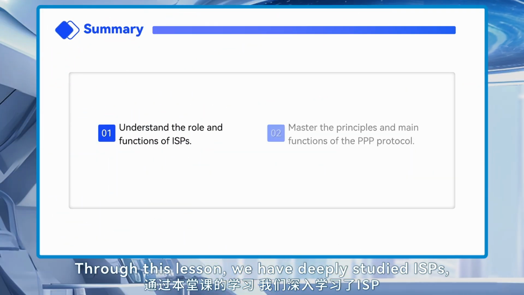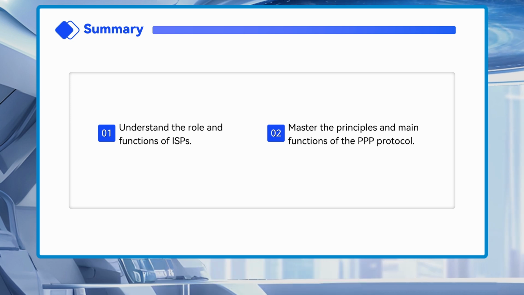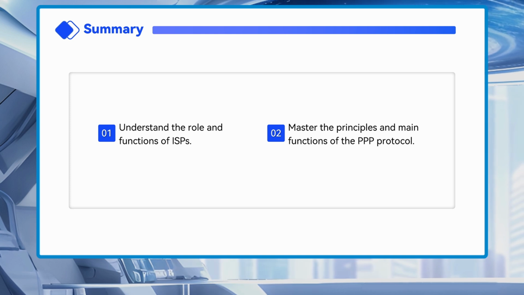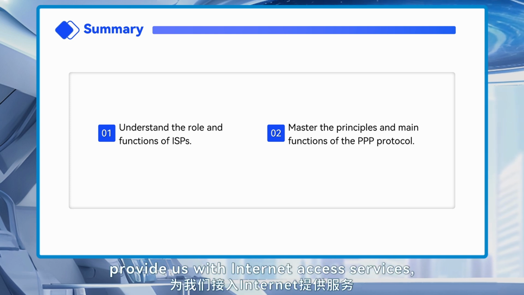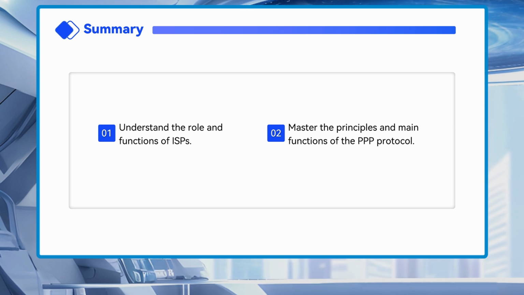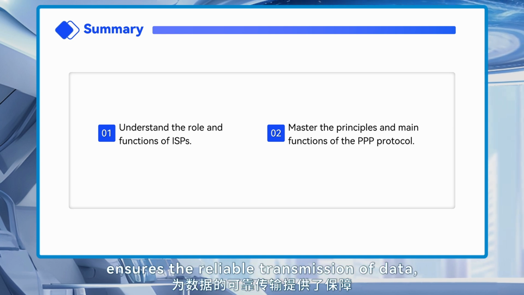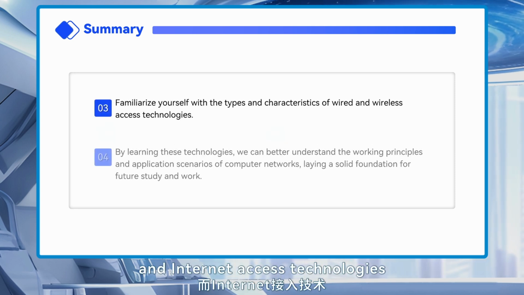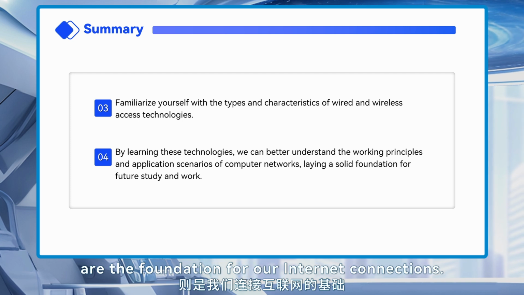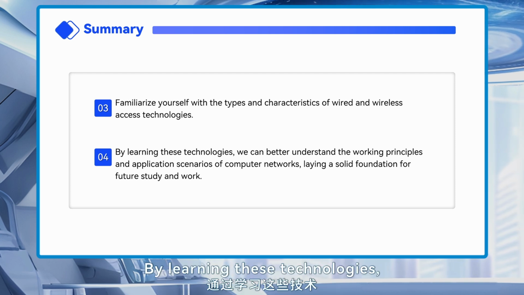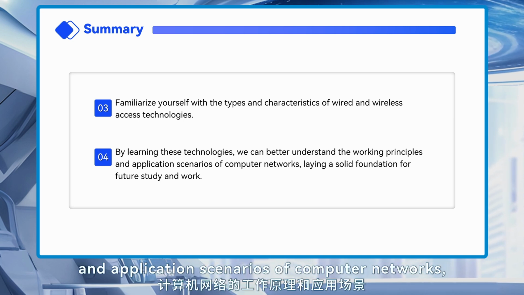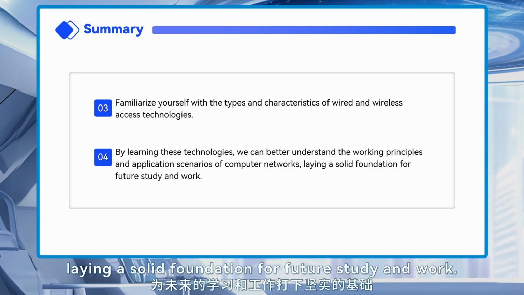Through this lesson, we have deeply studied Internet service providers, the point-to-point protocol, and Internet access technologies. Internet service providers provide us with Internet access services. The point-to-point protocol ensures the reliable transmission of data, and Internet access technologies are the foundation for our Internet connections. By learning these technologies, we can better understand the working principles and application scenarios of computer networks, laying a solid foundation for future study and work.